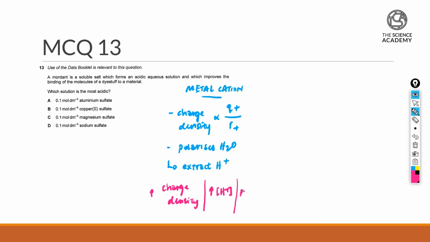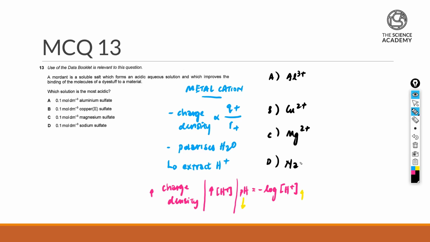And since pH is equal to negative log concentration of proton, it's then fair to say that the higher the concentration of the proton, this leads to a much lower pH. So for each of the options A, B, C, and D, let's consider the cation over here. For A, we're looking at aluminum 3+, for B, copper 2+, C would have been magnesium 2+, and for D would have been sodium +.